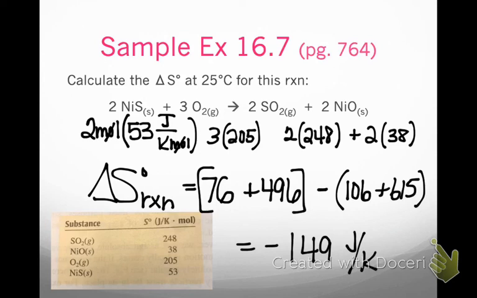Now I got a negative delta S, and this actually should make sense. If you go back and look at this reaction, I have my states of matter, solid and a gas on this side, gas and a solid on the product side. But if I look at the number of moles I have of my gas, they actually decreased. So I have a decreased number of gas molecules, which means I have less disorder on the product side. So a negative value for delta S in this particular reaction makes sense because of the decrease of gas molecules.